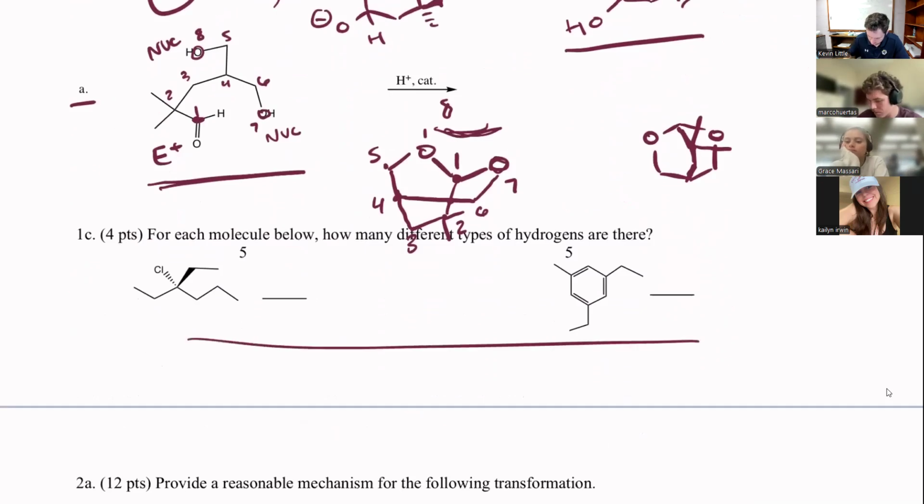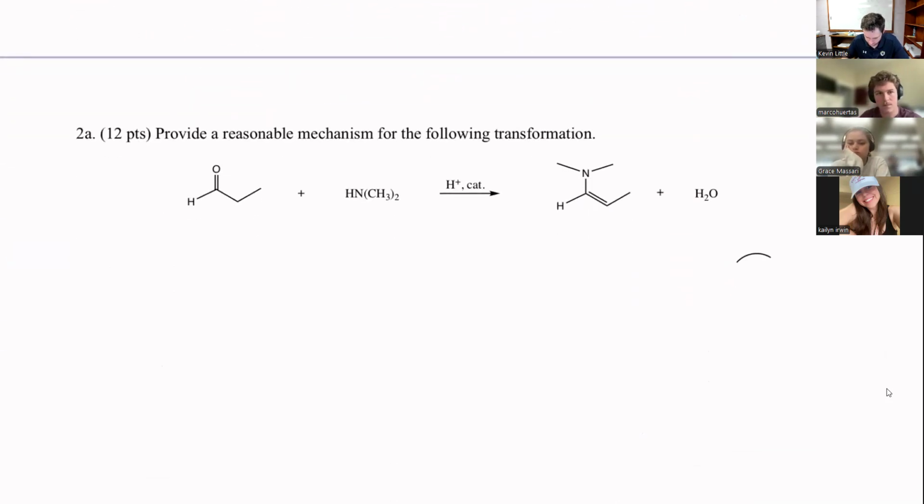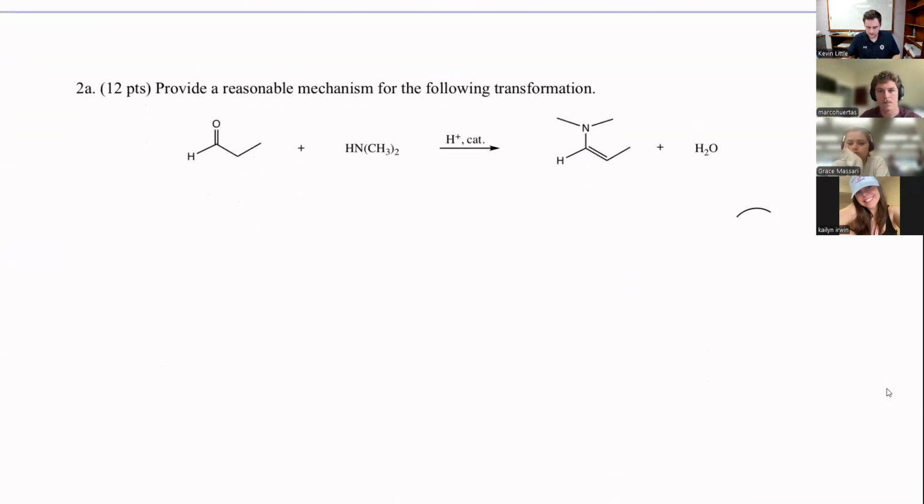This is an NMR question. This isn't something we've gotten to. Okay. Now this is something we should be a little bit more comfortable with. So provide a reasonable mechanism for the following transformation. Mechanism being the steps to get from starting point to final product. Okay. We have a nucleophile in this picture.